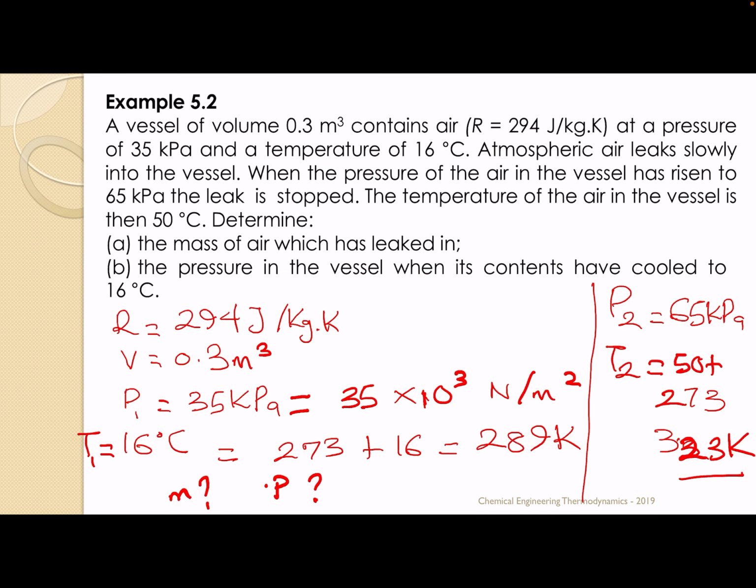But in terms of the volume, in as much that air has leaked in, the vessel hasn't changed. So if the vessel hasn't changed, the volume remains constant. So let's calculate our M2. We've been given the P, we've been given the T.